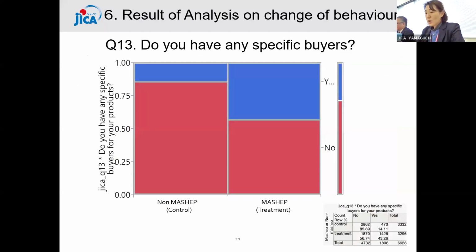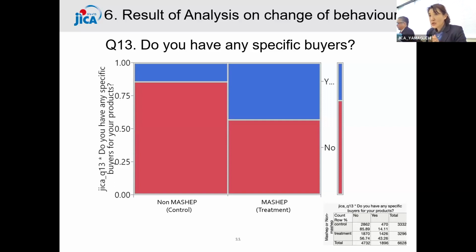Next. Among the 37 questions, I would like to explain two questions today. First is question number 13: Do you have any specific buyers? This figure shows yes in blue and no in red. The right side of the figure is the answer from the SHEP farmers, and the left side is the answer from the non-SHEP farmers.